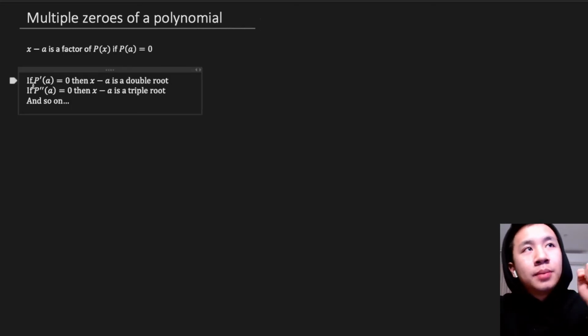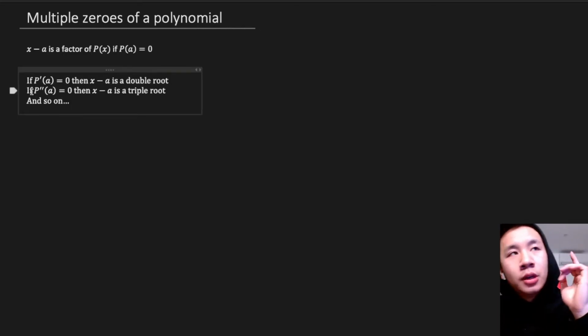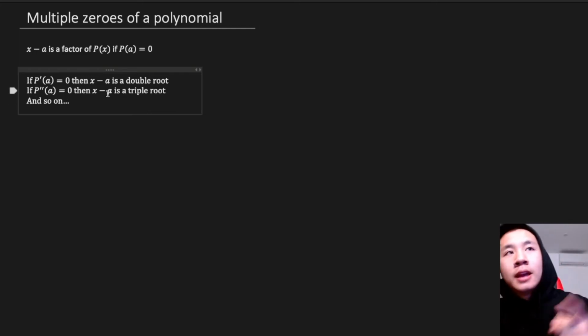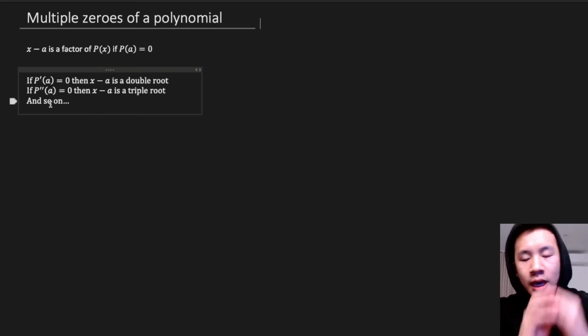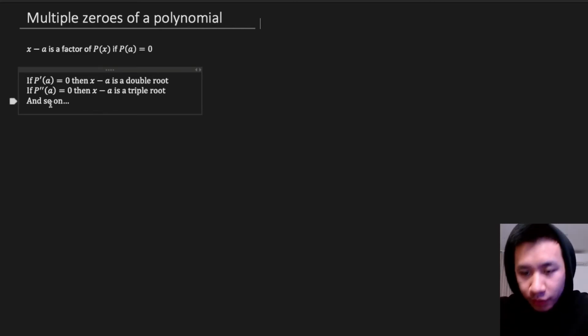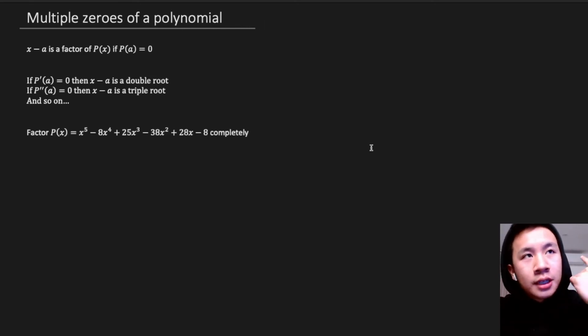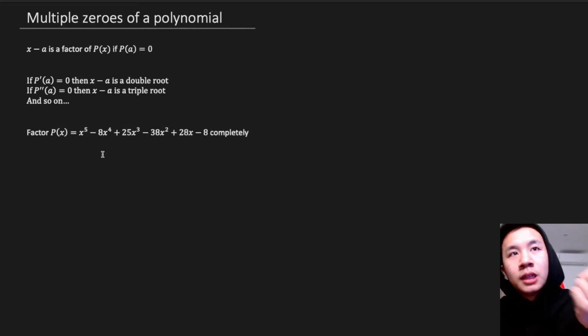And then it doesn't apply to just the first derivative, it also applies to the second derivative. So if you derive it twice and you get it equal to 0, then x minus a is a triple root. And the list keeps on going. So the third derivative, if it's equal to 0, then it's a quadruple root, and so on, so on, so on. Alright, so let's use this idea to factor a polynomial completely.